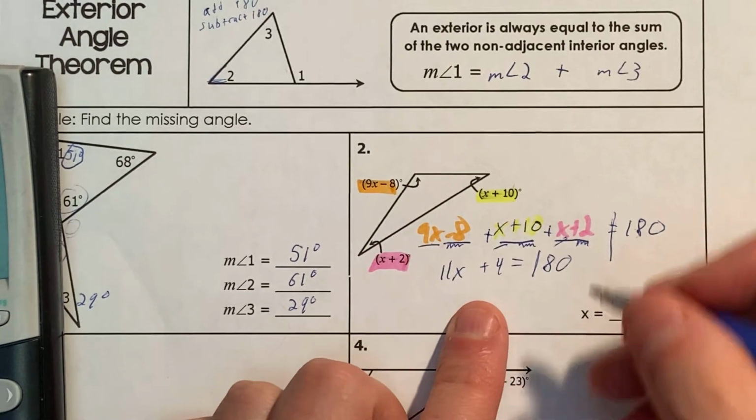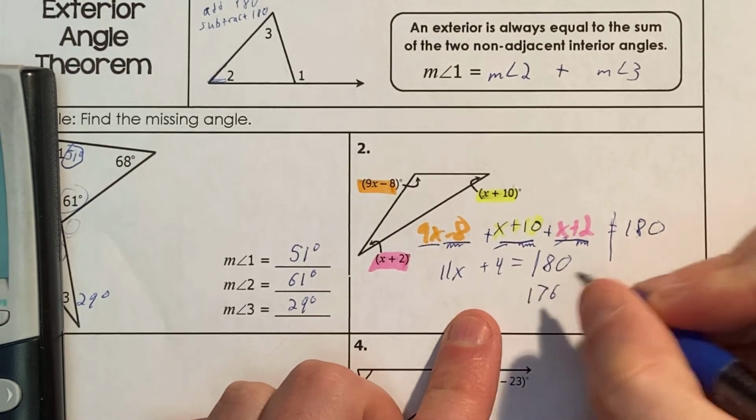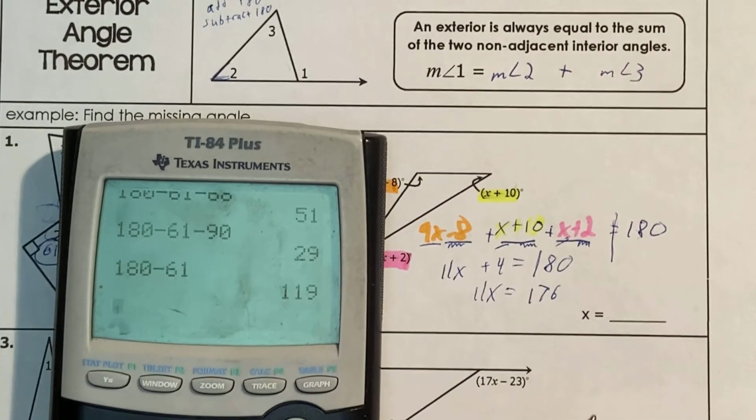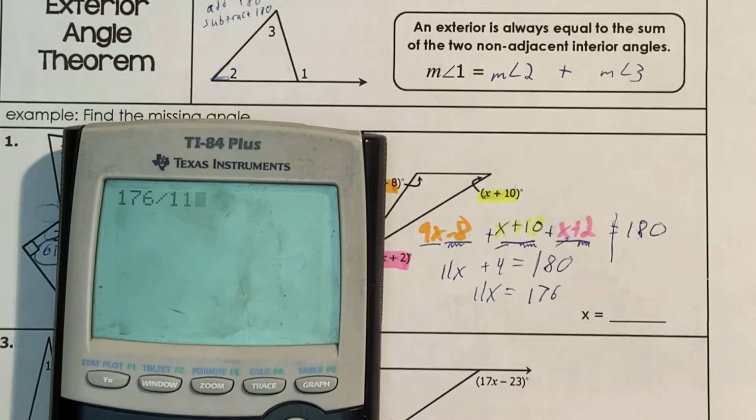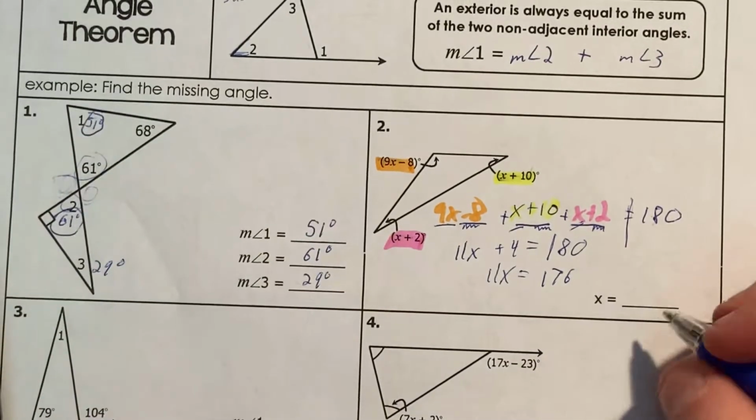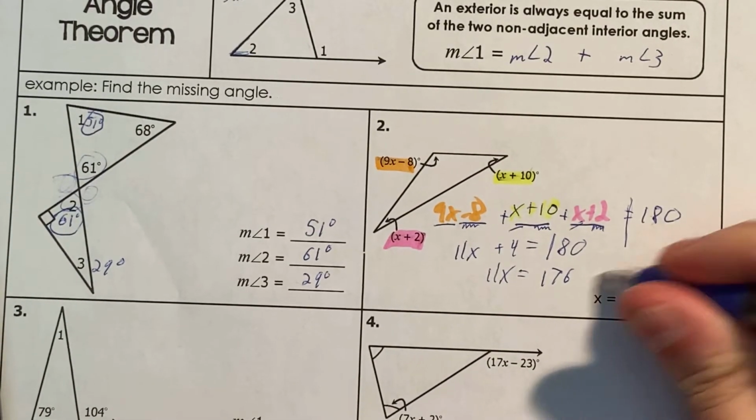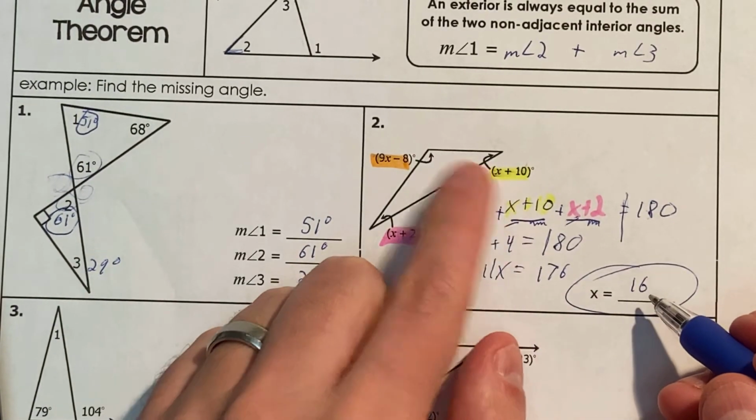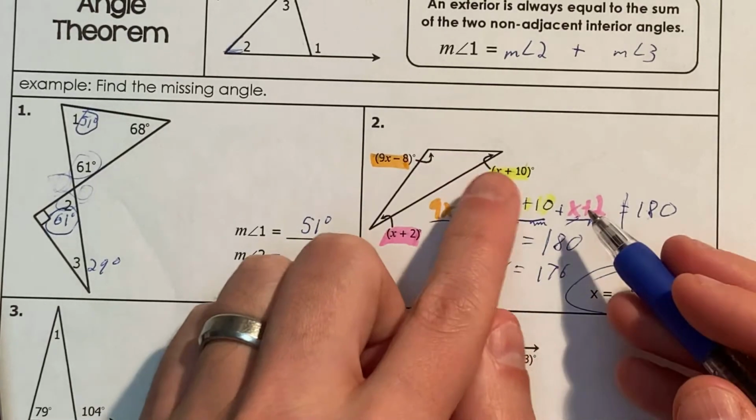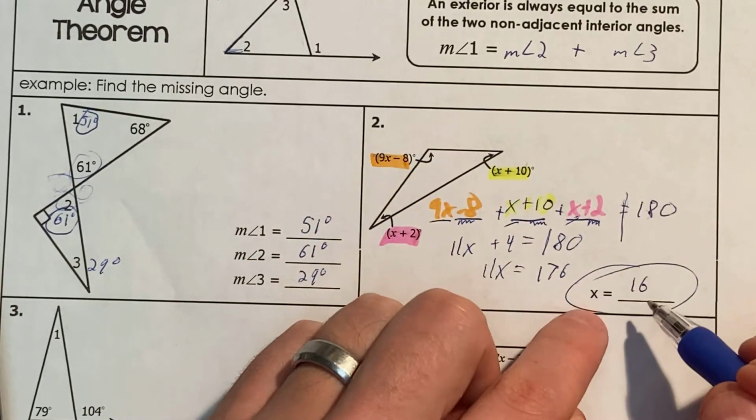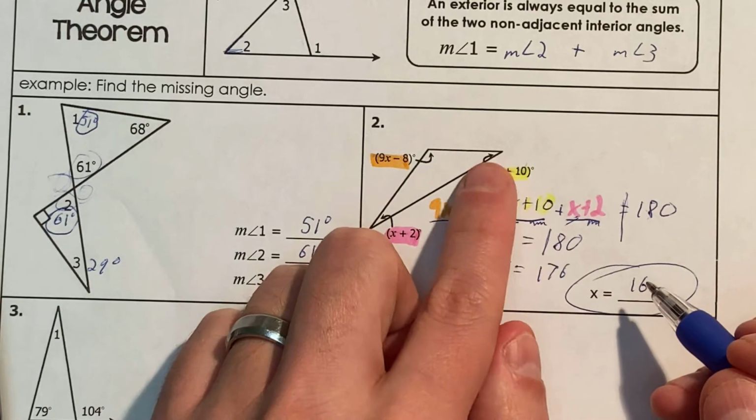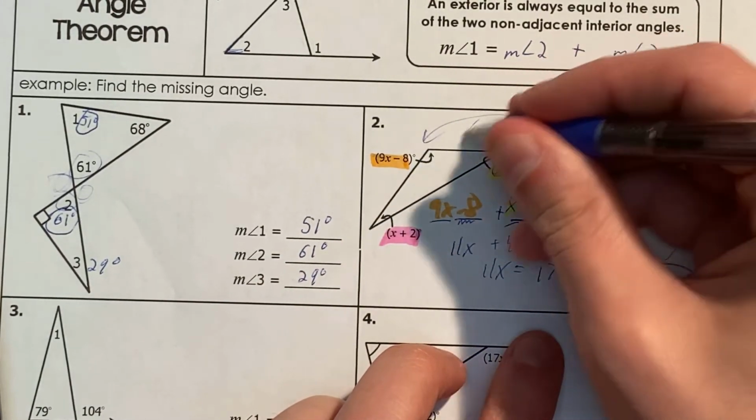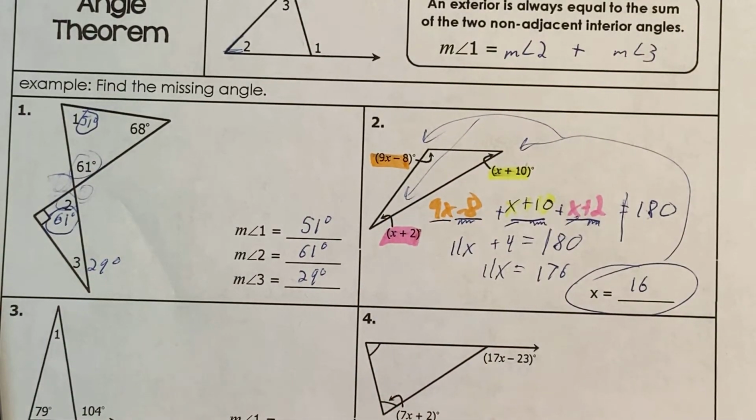So then subtract 4 from both sides, you get 176. And then I'll do 176 divided by 11, which is exactly 16. There we go. Notice in this question it didn't actually ask for any of the angles, so I still have no idea what the angles are, but we do know that x is 16. If you did need to know the angles, you would just take x and plug it in to all three places, and you would have the angles.